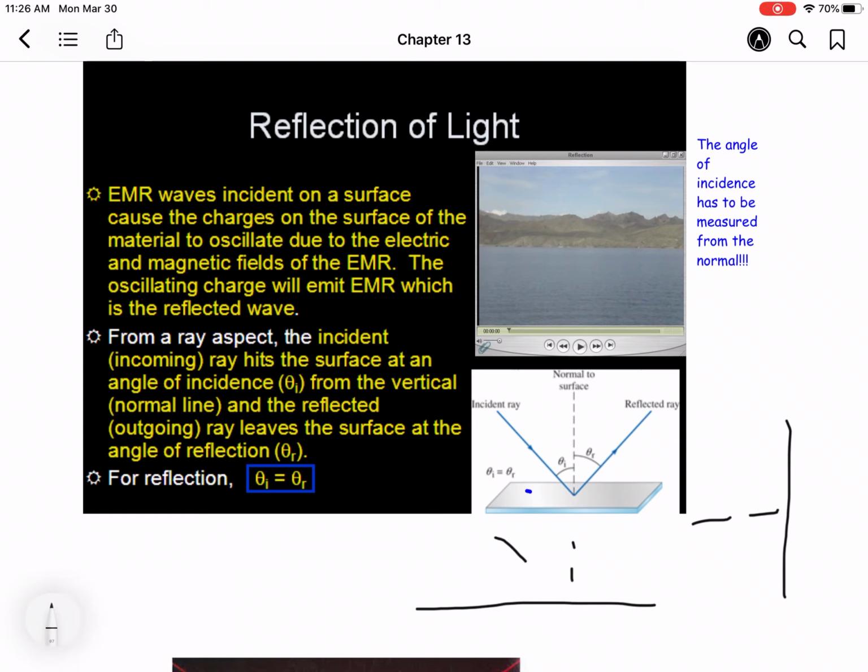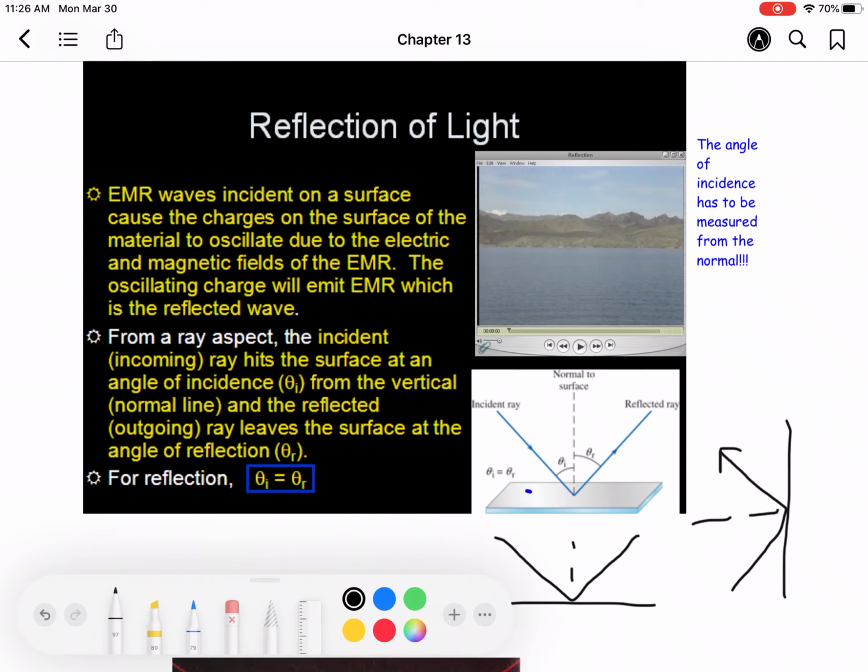So if the angle comes in, it's going to bounce off like that. If the light comes in this way, it's going to bounce off like that, right? And what this is saying is basically the angle on either side of these, right? So the angle here and the angle here are the same. The angle on this side of the normal and on this side of the normal are the same. I don't know why I drew that sideways, but you guys get the idea.